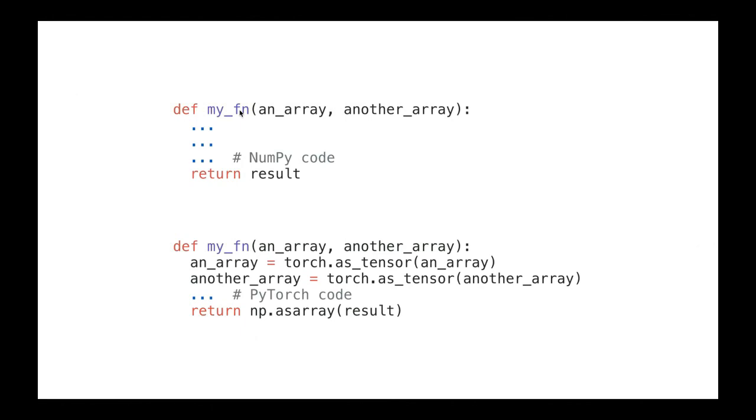So both ways you can jump into the system and out of the system really cheaply, and so you can slowly start transitioning a whole implementation like this. You cast the inputs to PyTorch, rewrite the NumPy code to PyTorch code, and then cast the result back to NumPy before returning it.